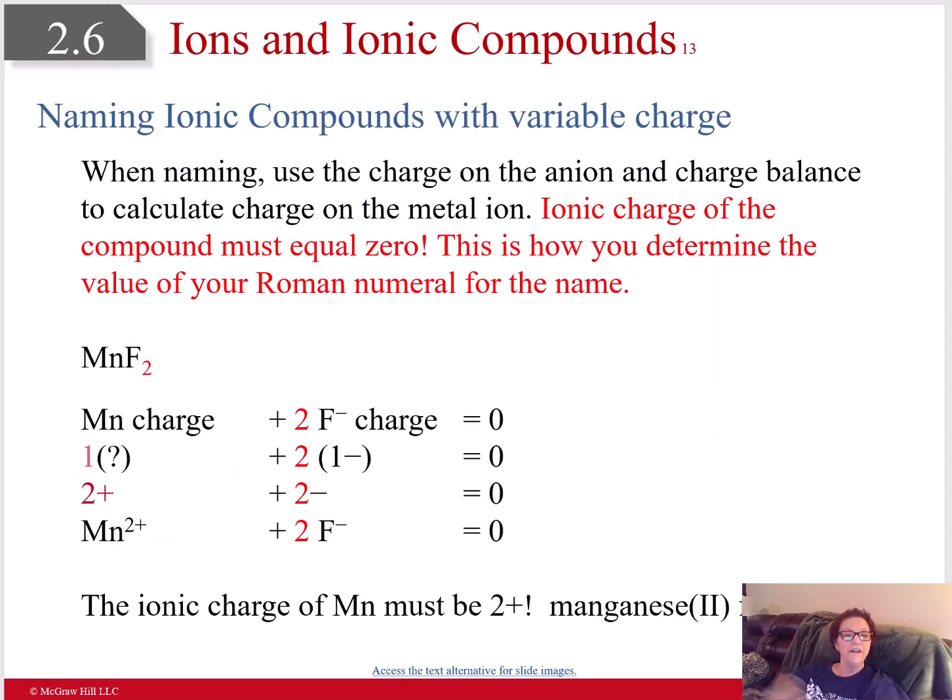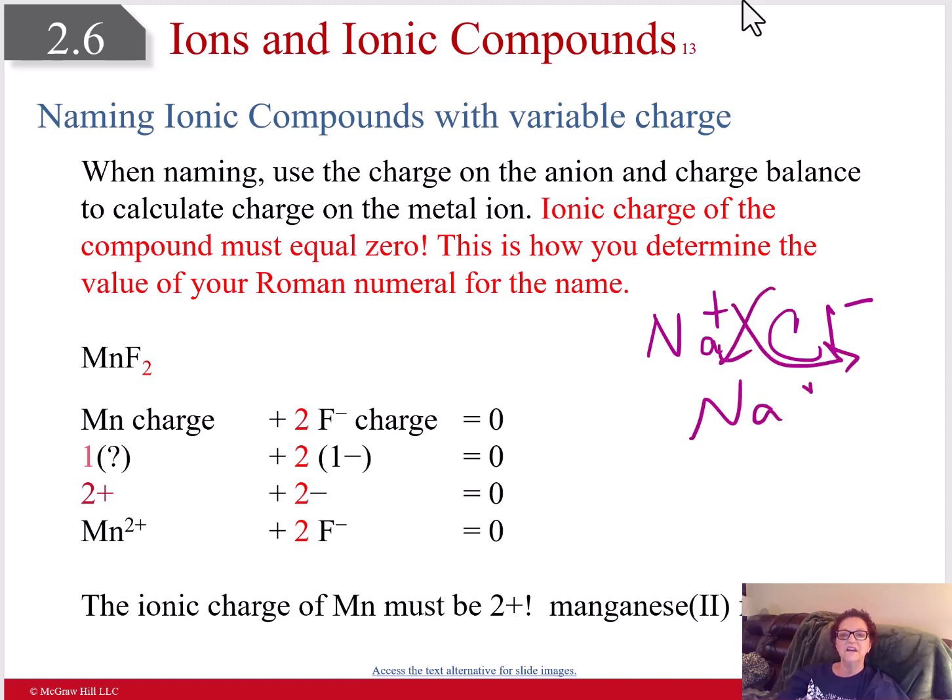So when we name them, we saw earlier an example like sodium, which is a plus because it's in group 1, and chlorine, which is a minus because it's in group 17. Then we swap and drop. That gives us NaCl, and that's sodium chloride. I don't have to do a Roman numeral because the sodium can only have a +1 and chlorine can only have a minus.